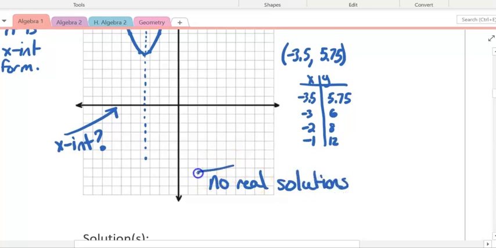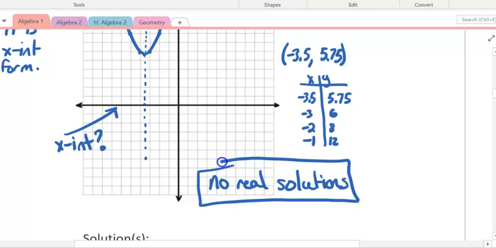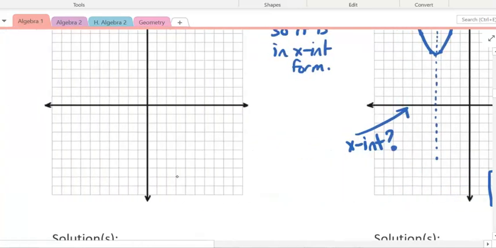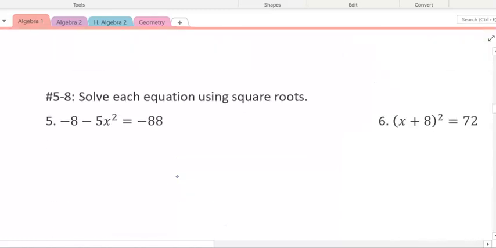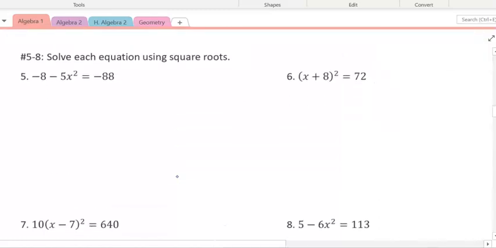If it did go through the x-axis, then you put x equals whatever numbers it is on the x-intercepts, and those are the solutions. Okay, let's look at this section. Number 5 through 8 is solve using square roots.